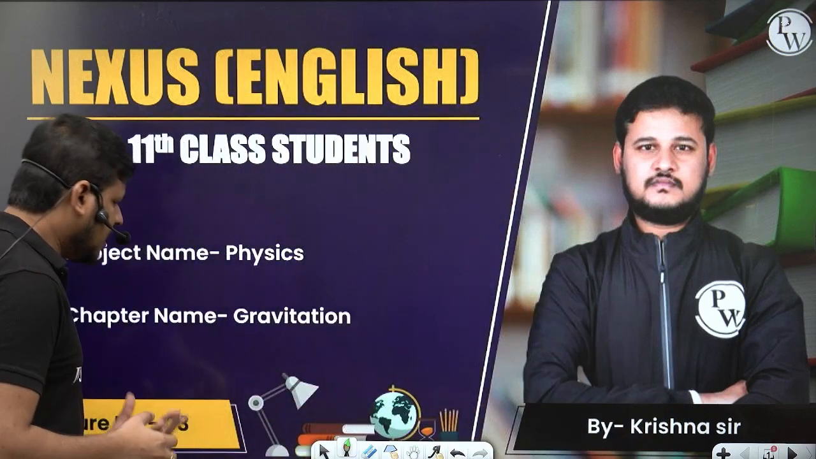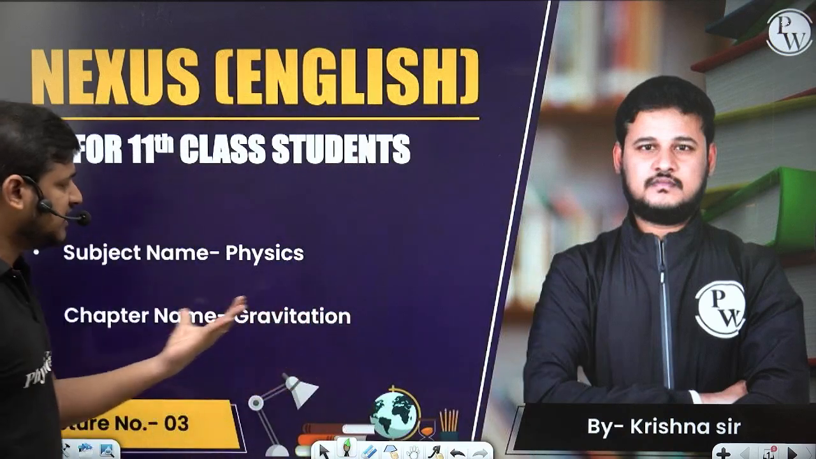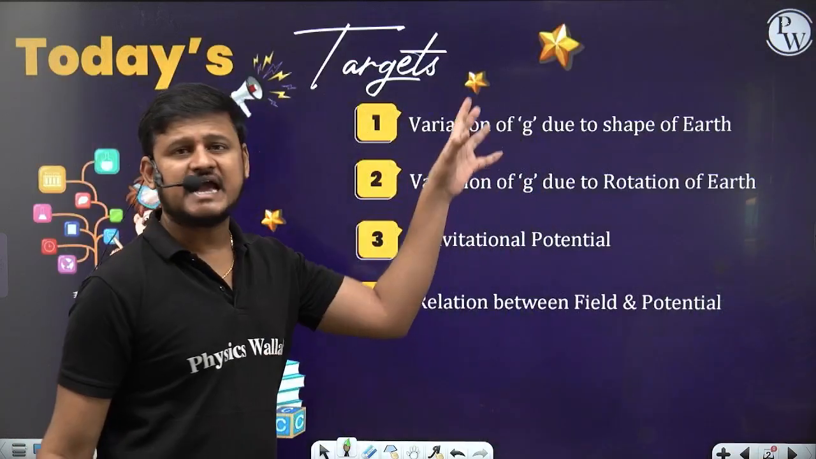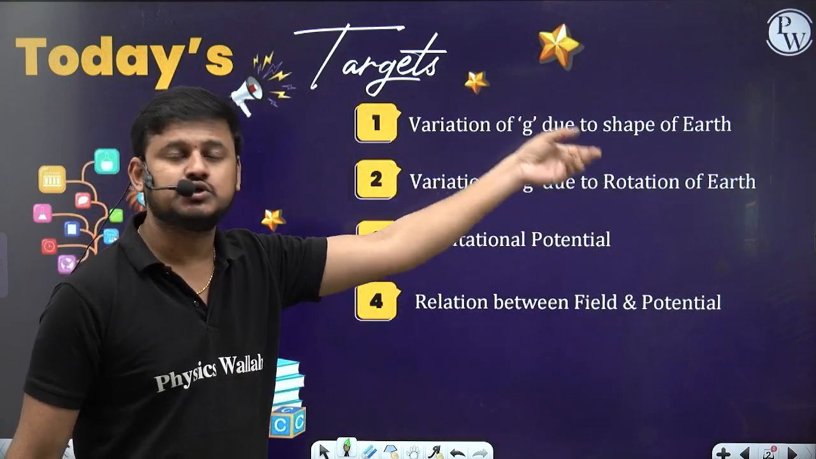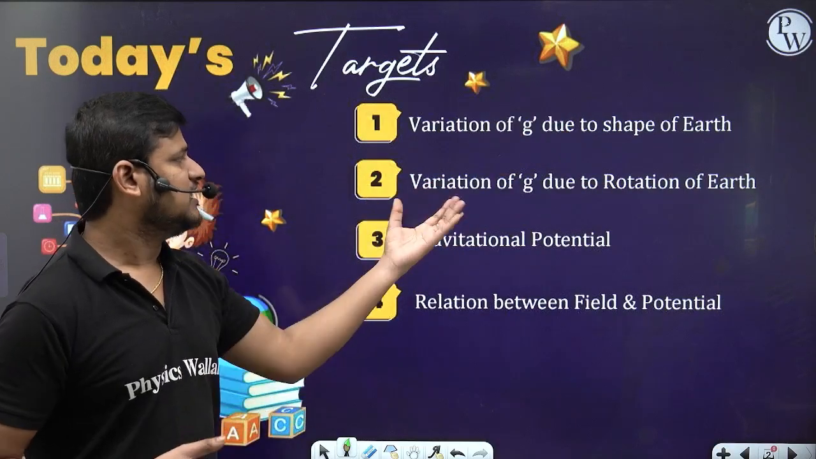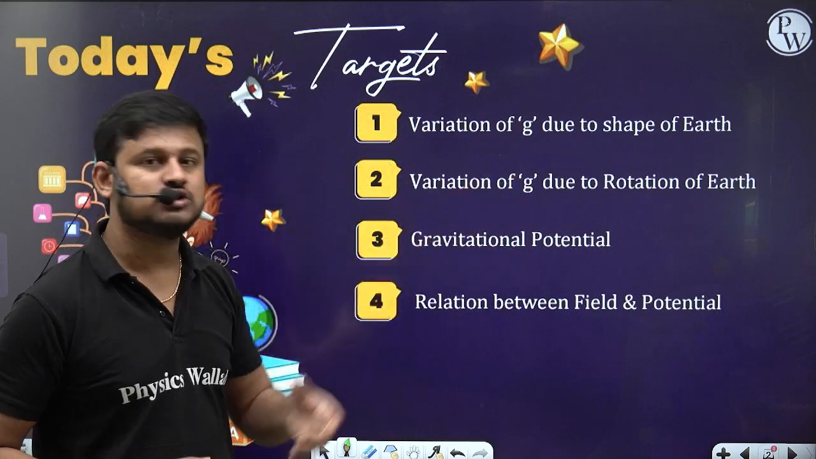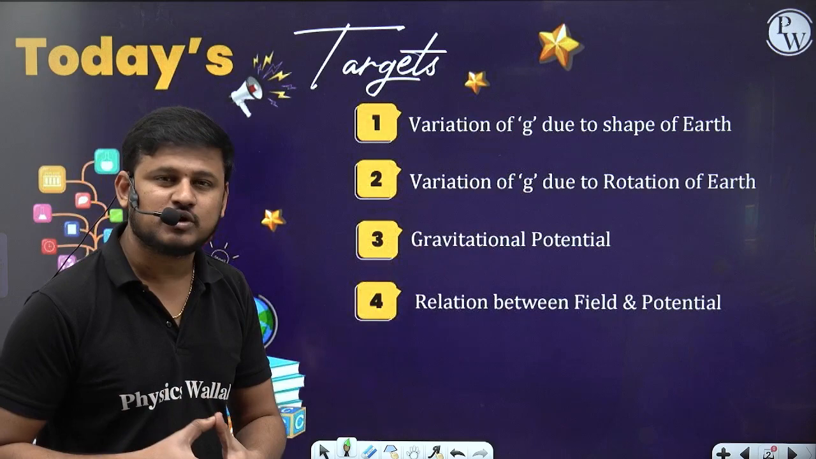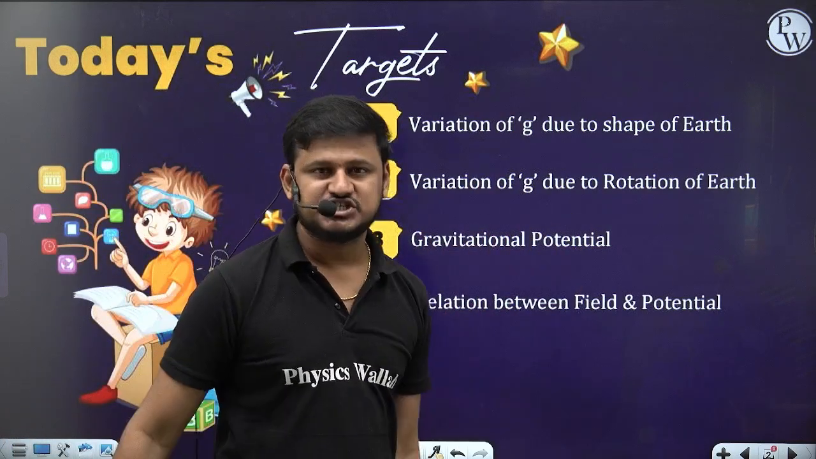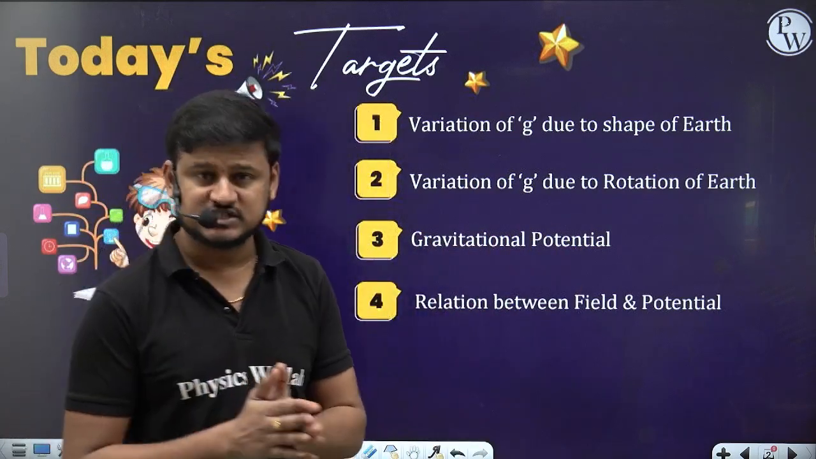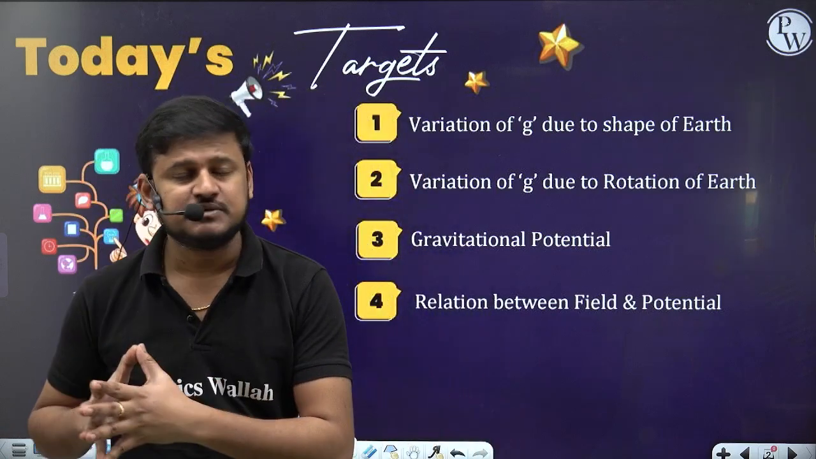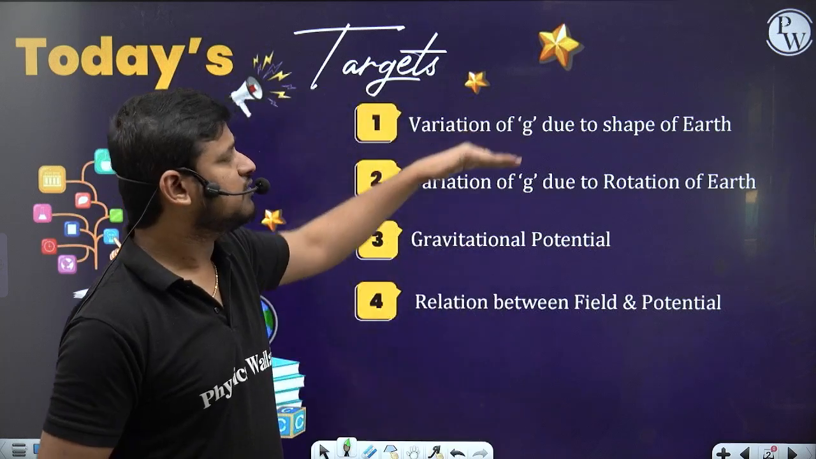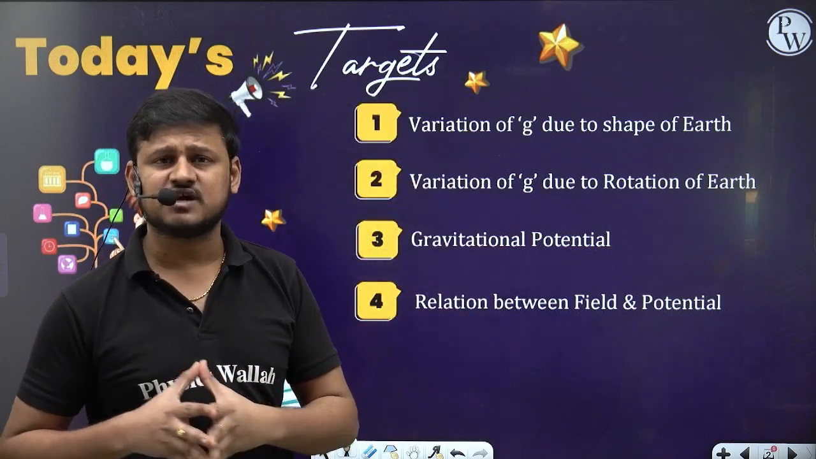So today we are going to deal with lecture number 3 of gravitation, where we are going to focus on how the acceleration due to gravity changes due to the shape of the earth, and how it changes due to the rotation of the earth. Then we are going to deal with one more important concept, that is gravitational potential, and at the end of the lecture we'll see the relation between the gravitational field and the gravitational potential. So these are our 4 objectives of today's session.